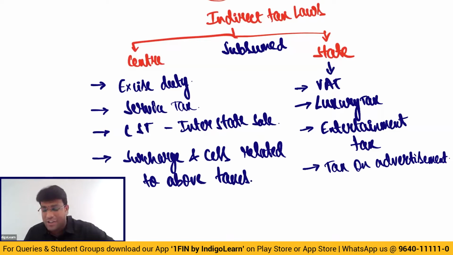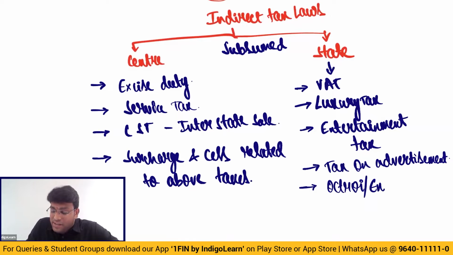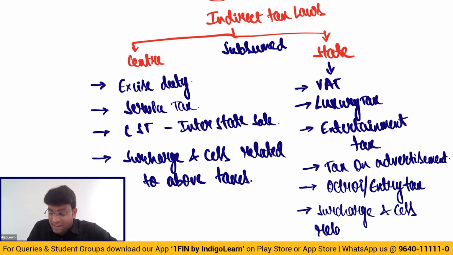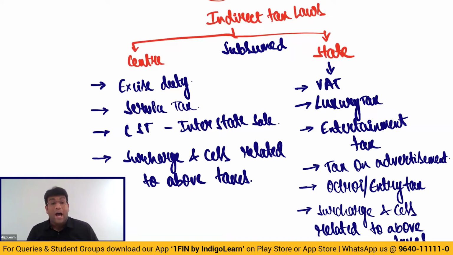So VAT, luxury tax, entertainment tax, tax on advertisement, octroi, which was also called entry tax, which was imposed by some states. So finally, last line, surcharge and cess related to the above taxes. So all these taxes have been subsumed under GST law, my dear friends.